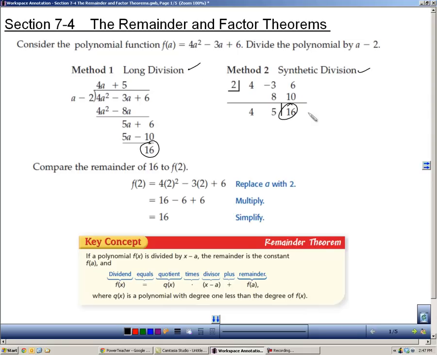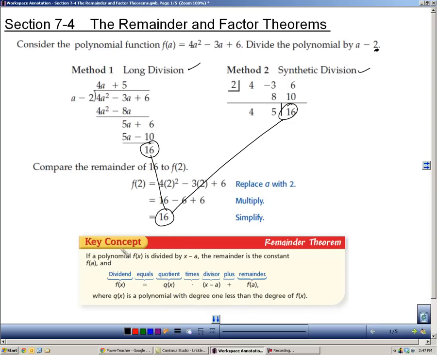And I want you to compare that to what happens if I take the number 2 and I plug it into the function. I get a solution of 16 if I plug a 2 in, which leads to an interesting observation, that when I take the number on the end of my binomial and plug it into my function, I get the same thing as if I divide the function by my a minus 2, my entire binomial. And that leads us to what the remainder theorem is all about.